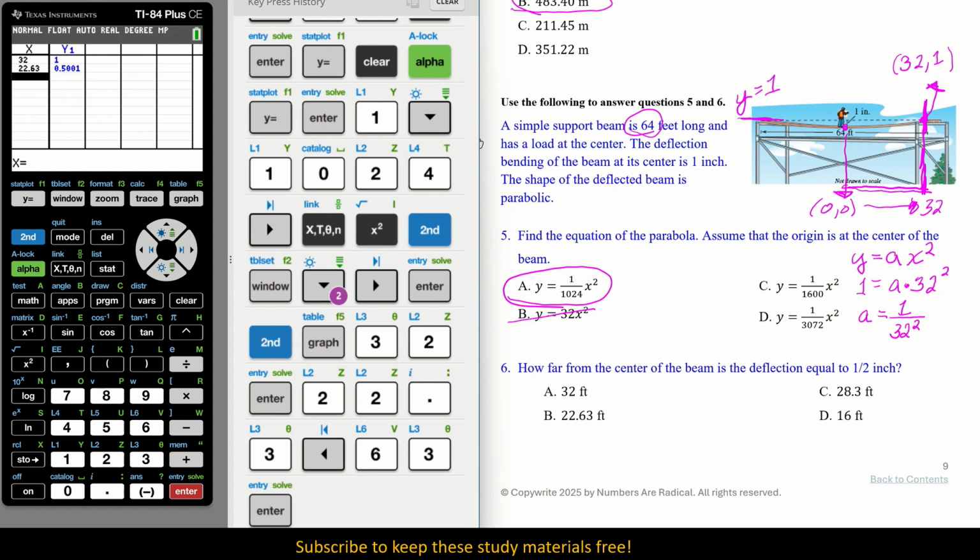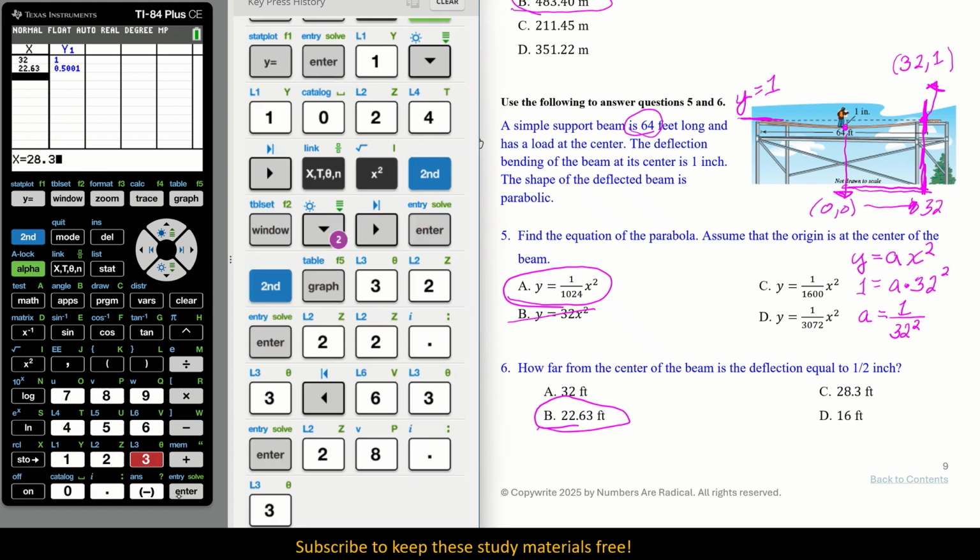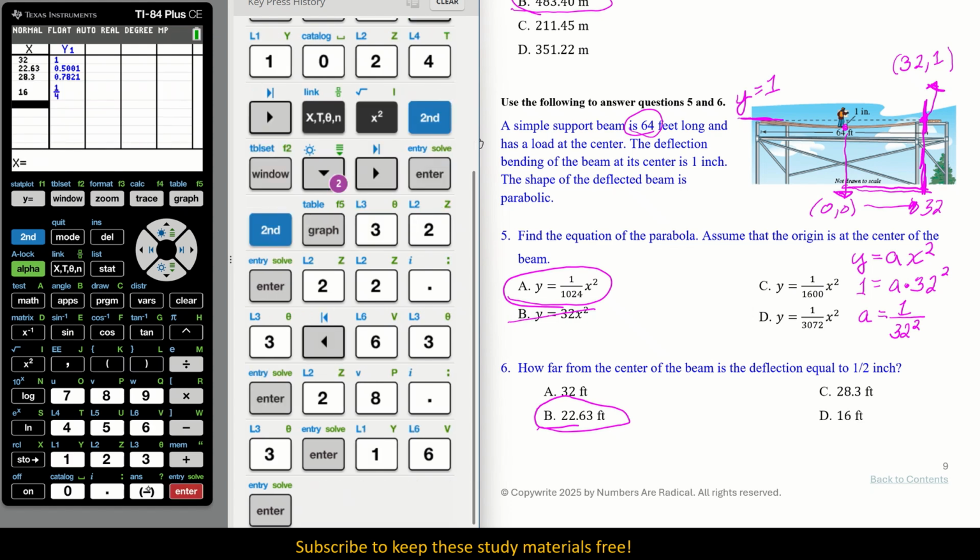And I'll tell you why. Because I bet there was some rounding involved, just to get that value. I like it, but let's try the other two. 28.3, enter. Nah, not going to work. 16, enter. Absolutely not. So we have verified option B. Great. Let's go to number 7.